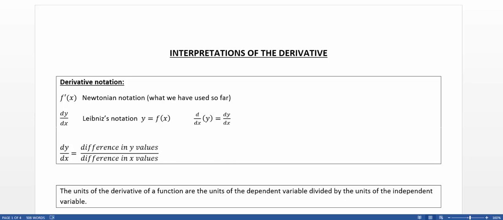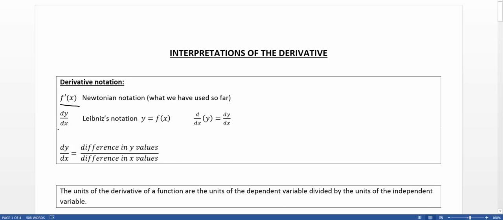So far in this course, we've used what's called Newtonian notation. That's because it came from Sir Isaac Newton. That notation is what we've been using that looks like the f prime of x. When we use that prime mark, that came from Newton, and that's what we mostly use because the shorthand's a bit easier. However, while Newton was developing calculus, Leibniz was also developing calculus, and Leibniz used a slightly different notation.